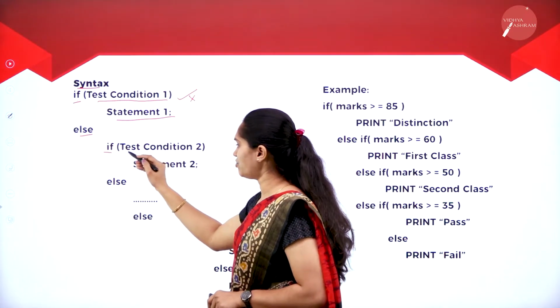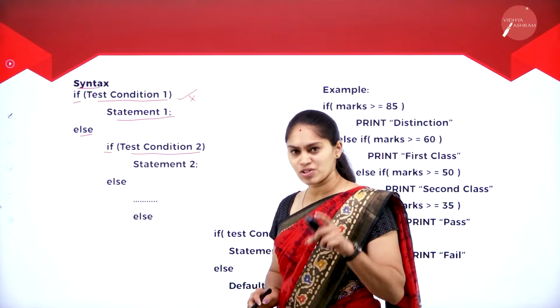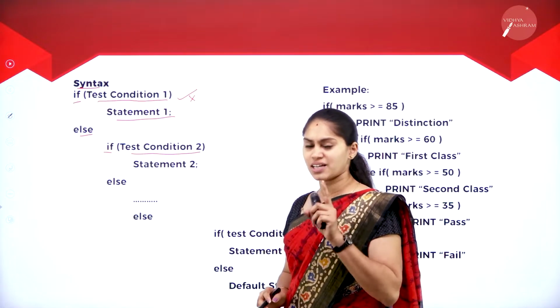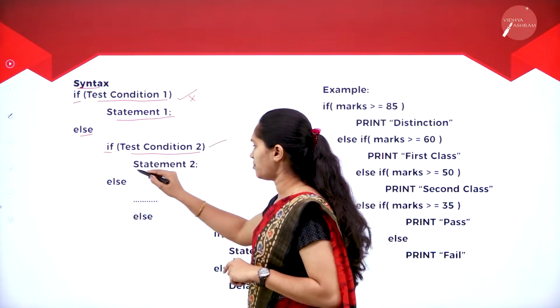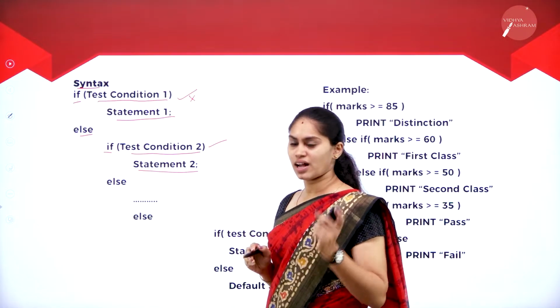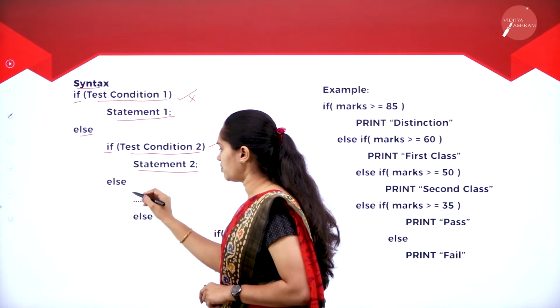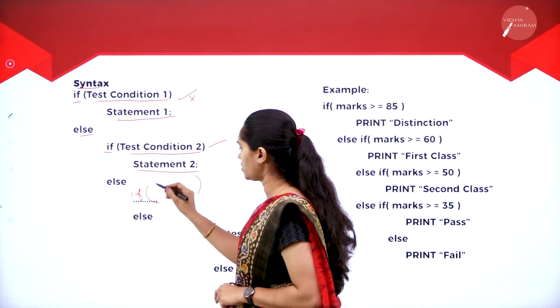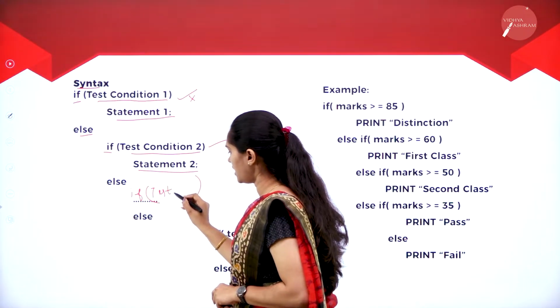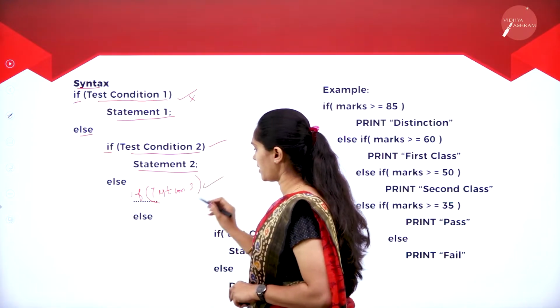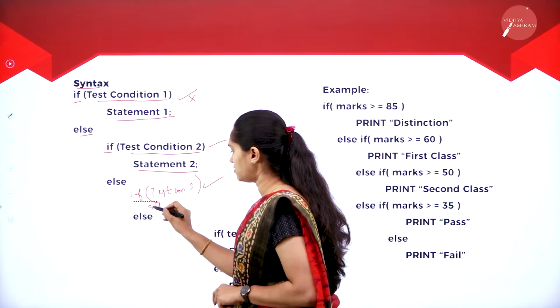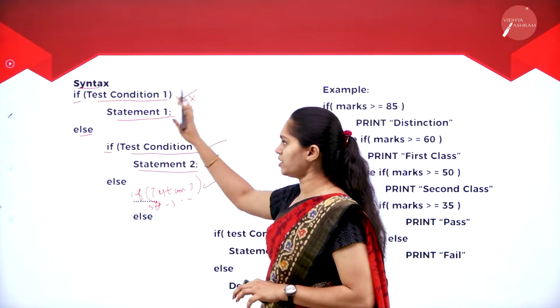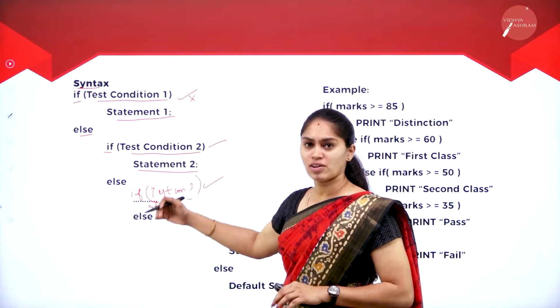Okay. Else if test condition 2, we are going to check the second test condition. If test condition 2 is true, then statement 2 is going to execute. Otherwise, it will come to the next one, and it is also going to have a number of else if statements. Then it will have test condition 3. If this becomes true, then statement 3 is going to execute. So it is going to have multiple test conditions.